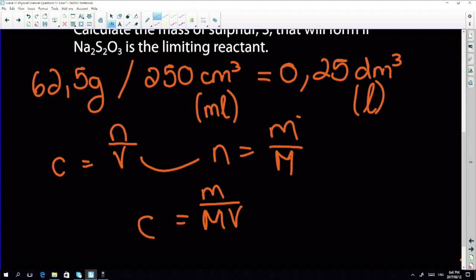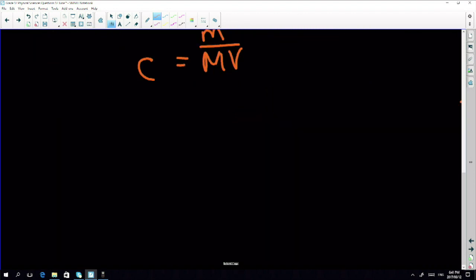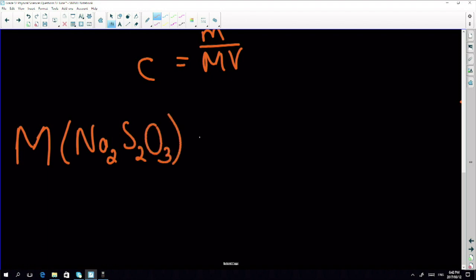So we go, okay, this is fine. I have mass, I have volume, I don't have molar mass. Okay, that means I have to work out molar mass. So I'm going to do it here, the molar mass of sodium thiosulfate. You need to go look on your periodic table as to what the mass of sodium, sulfur, and oxygen is. Like I said, I've been doing this for a while.